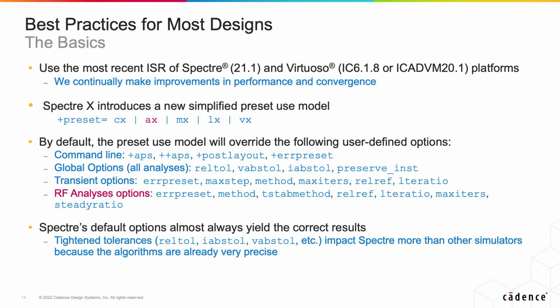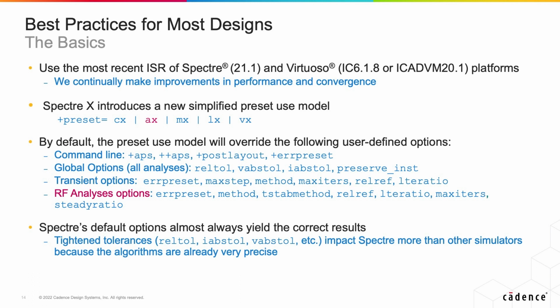As I said, for using RF analyses with Spectre X, you could use it in production starting with Spectre 20.1. If you're using transient, 19.1 is okay, but for RF, 20.1 and beyond. So 21.1 is what we have now, and use them with the latest in IC 618 or ICADV 20.1. These are the Virtuoso versions, 618 or 20.1, and the Spectre version is 20.1 or 21.1, whatever.